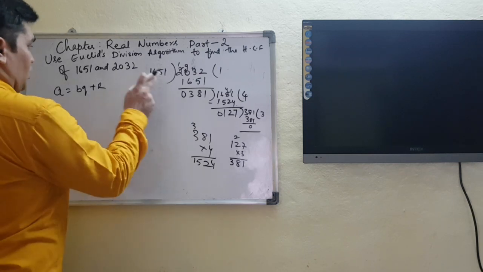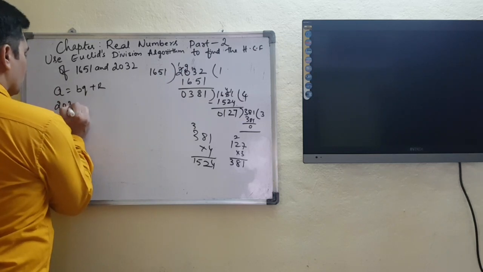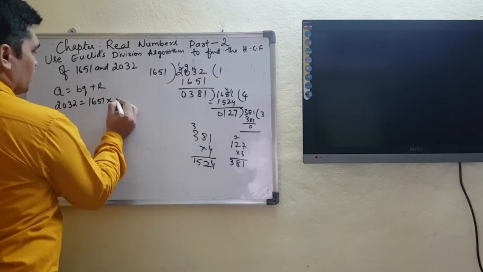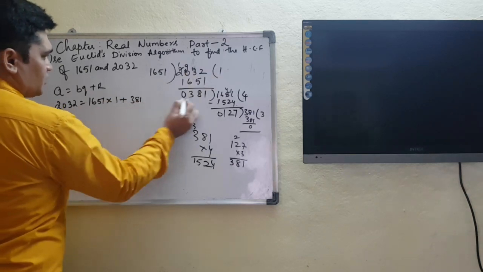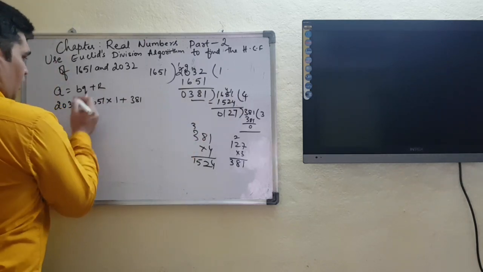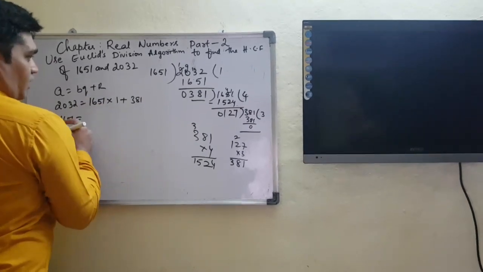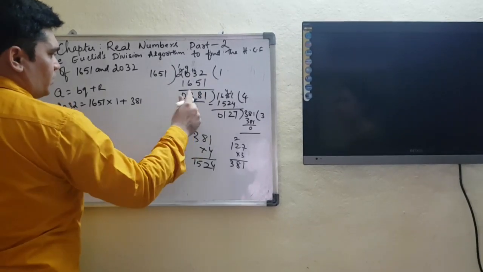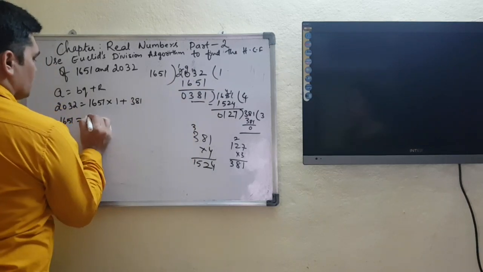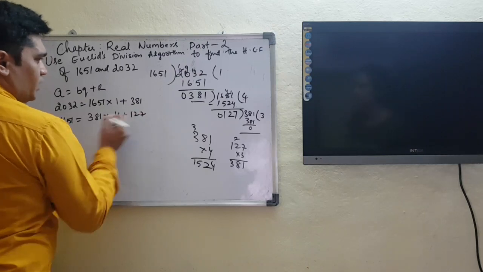So in this question, what is our A? A is our dividend. The first thing, it will be 2032 equals divisor 1651 into quotient 1 plus remainder 381. Next, if you proceed further, our divisor will act as our dividend, and our remainder will act as our divisor: 1651 equals 381 into 4 plus 127.